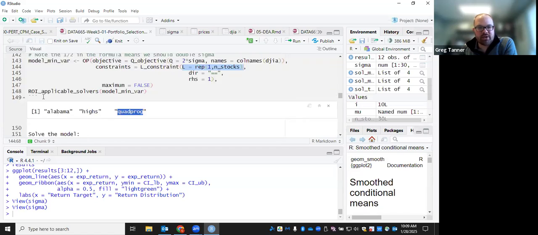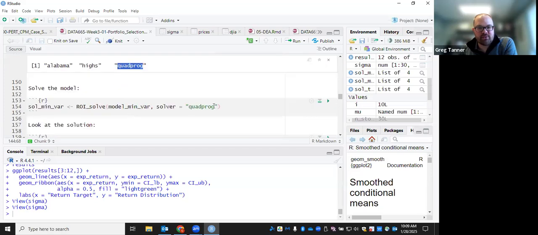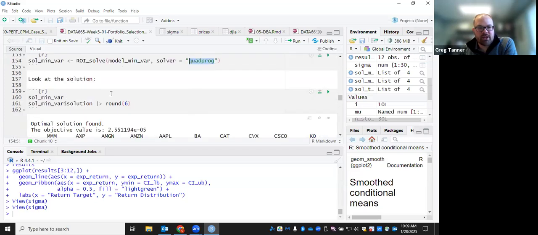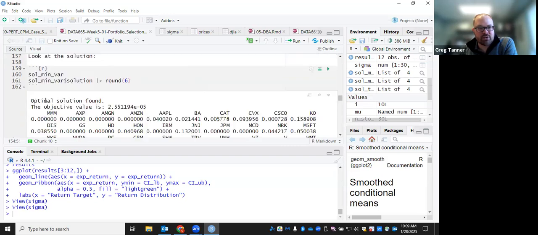So now we've got our solver. We can go ahead and solve. We'll solve it with that quadprog. And let's look at that solution. So it found an optimal solution. The objective value is this. Not a lot of meaning to this variance. Or if we take the square root of this variance, that's actually going to give us the standard deviation of our portfolio, which I'll talk about in a little bit.